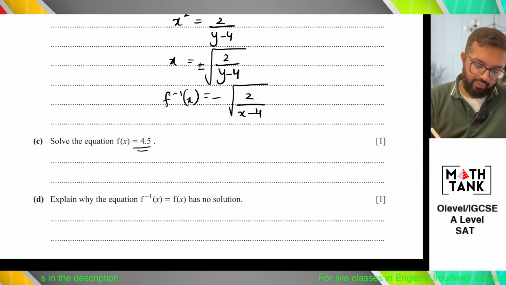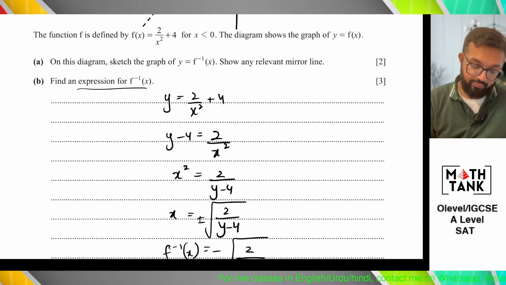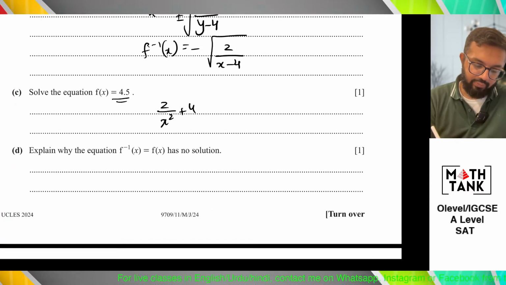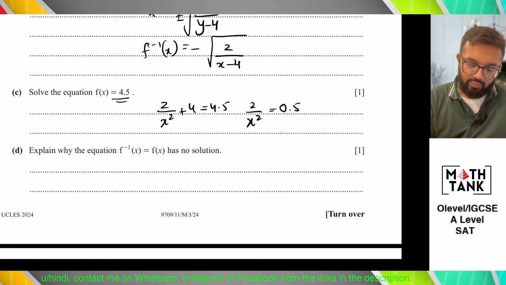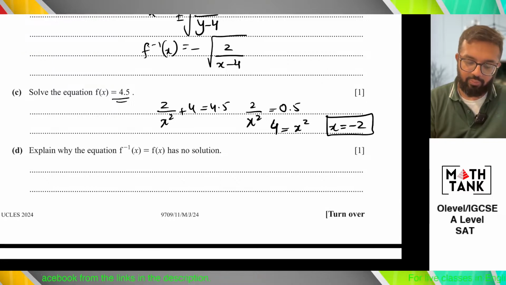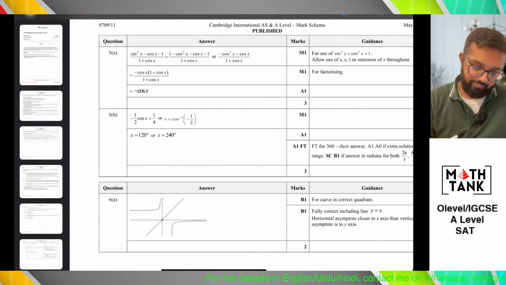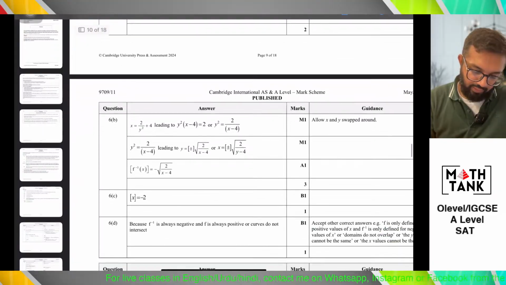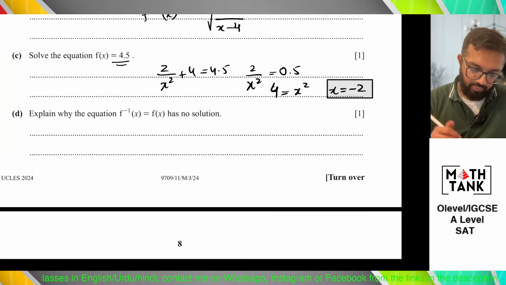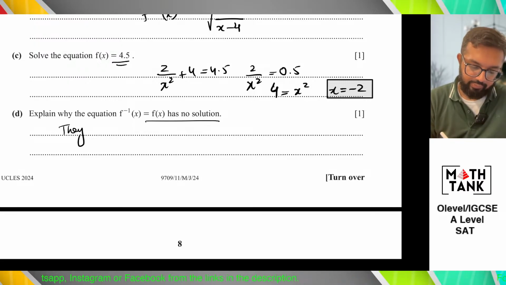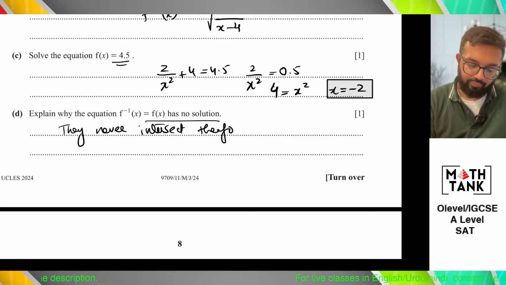Okay, solve the equation f of x equals to 4.5. So 2 over x square plus 4 equals to 4.5. 2 over x square equals to 0.5. X square equals to 4, and x can equal both plus and minus 2, but I'm going to take just minus 2 because x is less than 0. Okay, just checking if all my answers are correct. Explain why the equation has no solution. Because they never intersect. Therefore, no solution.